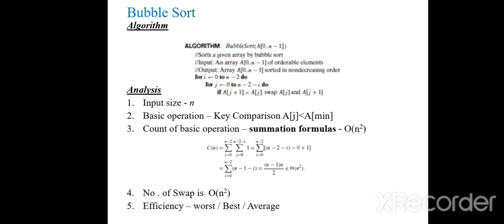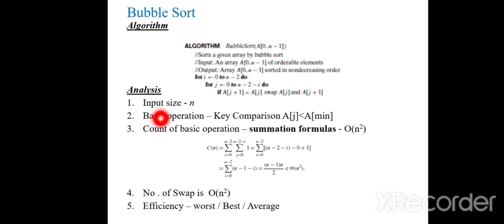Here the input is an array of elements and the output is also an array of elements, sorted in either ascending or descending order. The outer loop i ranges from 0 to n minus 2 and j ranges from 0 to n minus 2 minus i. If a of j plus 1 is less than a of j, we swap a of j and a of j plus 1.